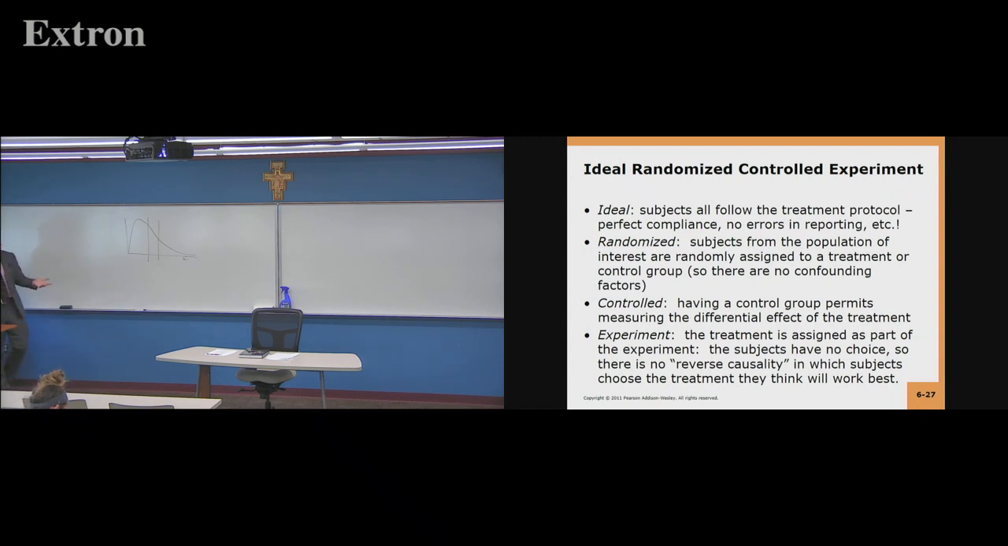The next is controlled, basically that you have a group to compare against. So one group gets the treatment, the other group does not get the treatment. So not only do you see their effects before and after the treatment, but you can compare them to someone else so you can see how that changes. Because maybe over time, it's going to increase no matter what.